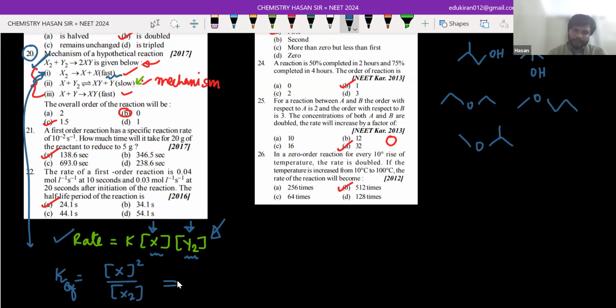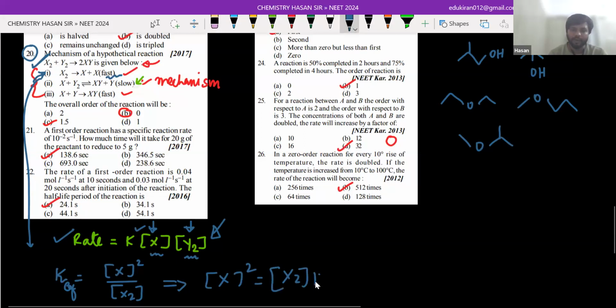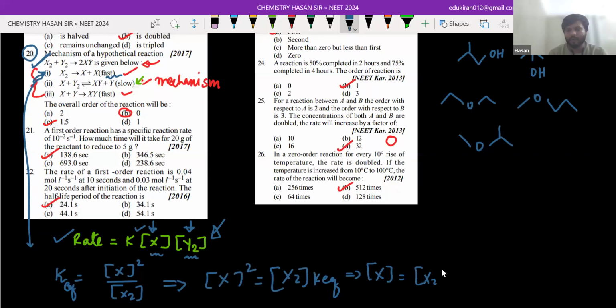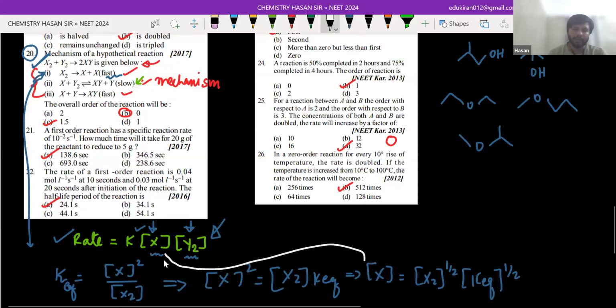After this, since we need to eliminate this, the value of x squared can be written as x2 into k equilibrium. So I can write x2 into k equilibrium. And then I can write x is equal to x2 raised to the power half into k equilibrium raised to the power half. Now what I'm going to do is very simple, this x I'm going to put it here.